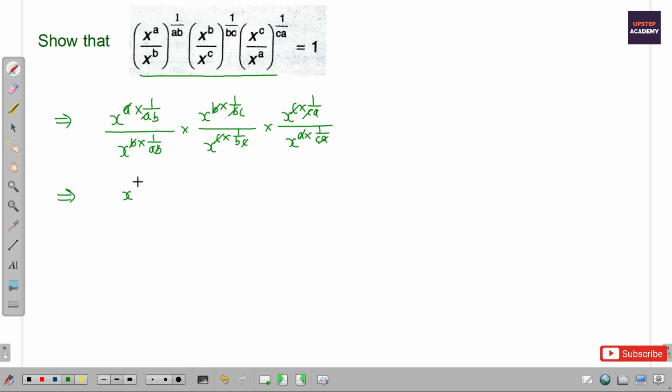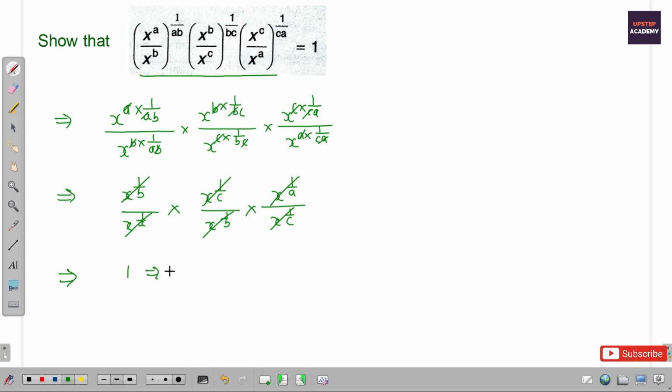x raised to 1 upon b is remaining, x raised to 1 upon a is remaining, into x raised to 1 upon c is remaining divided by x raised to 1 upon b is remaining, then x raised to 1 upon a is remaining, and here x raised to 1 upon c is remaining. So here you can see this x raised to 1 upon b and x raised to 1 upon b we can cancel, x raised to 1 upon a and x raised to 1 upon a we can cancel. Similarly we can cancel this x raised to 1 upon c. So nothing remains over there except 1.